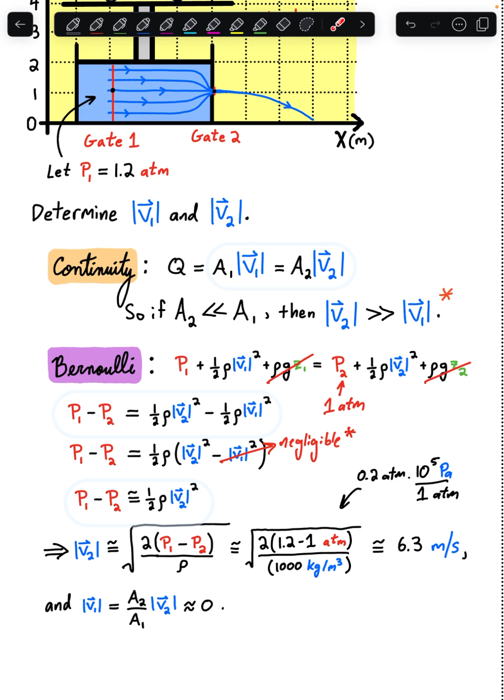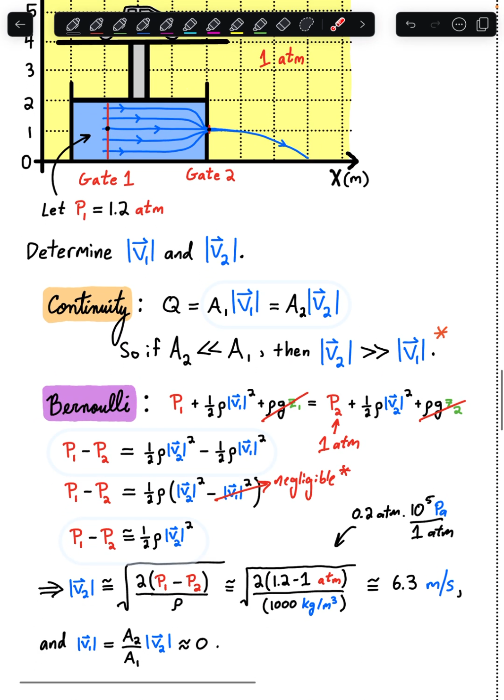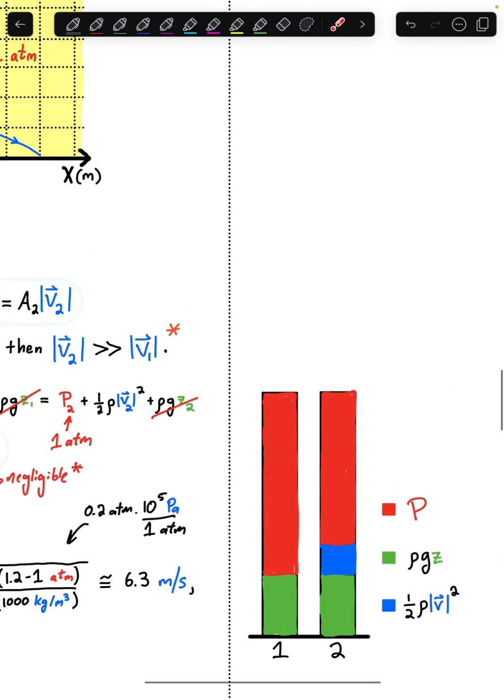Okay, we found that speed of our water being forced out of this pressurized tank. We see it mainly depends on the difference in pressure between inside the tank and outside the tank. And so along that streamline from point 1 to point 2, there's no change in gravitational potential energy, but we're converting some of our pressure into kinetic energy along that streamline.